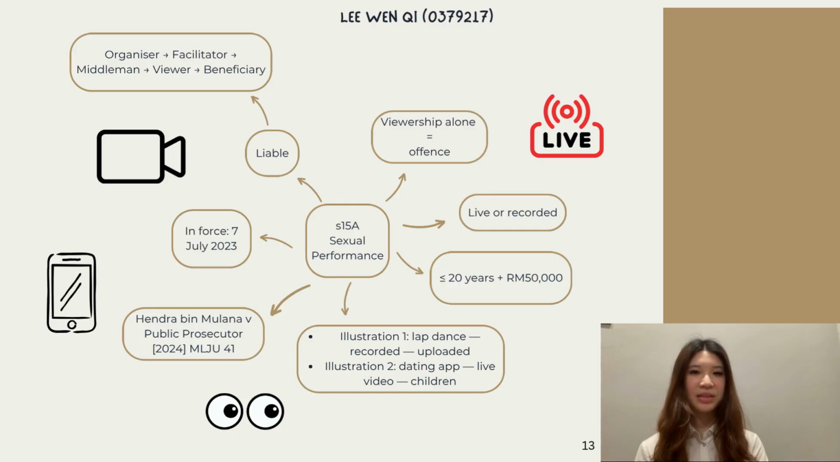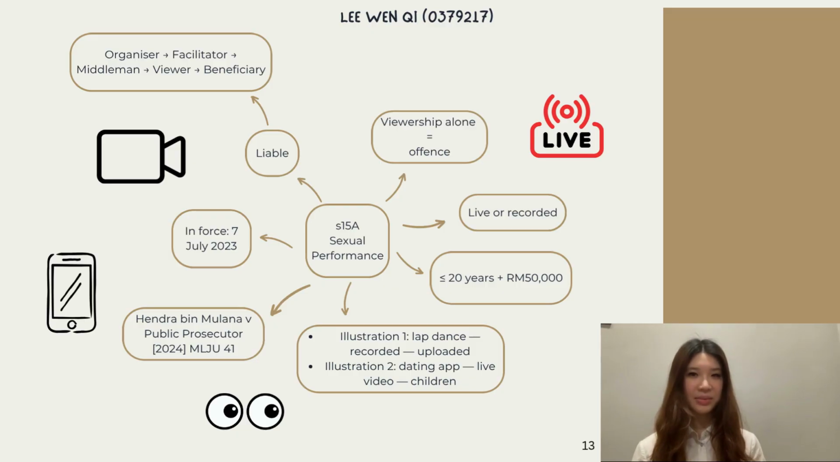First, sexual performance includes sexually explicit conduct performed before viewers, whether live, recorded, or transmitted digitally. Second, even passive viewership is criminalized because the Parliament recognized that demand drives exploitation. Third, liability extends to the entire chain: organizers, intermediaries, viewers, and syndicates. As noted in Hendra bin Maulana and Public Prosecutor, Parliament intended Section 15A to ensure all parties involved in child sexual performances, especially live stream abuse, could be prosecuted.